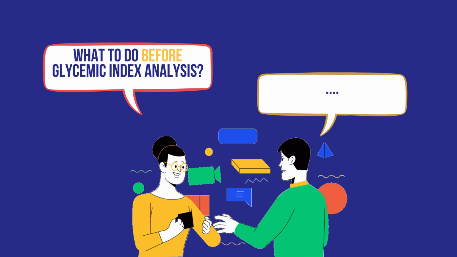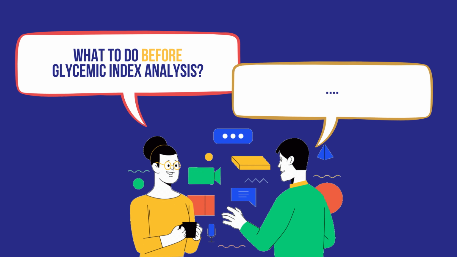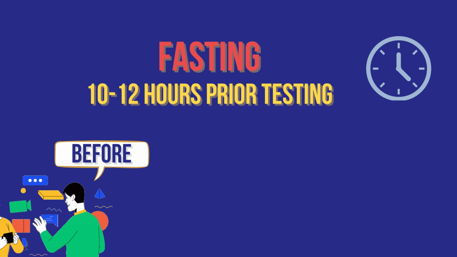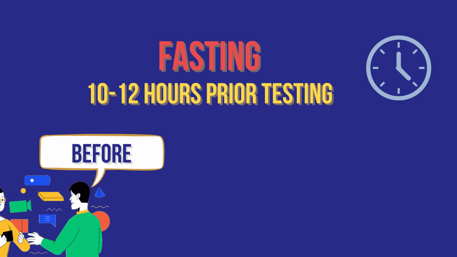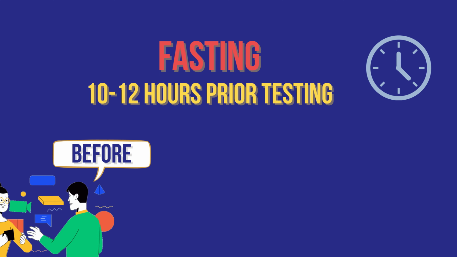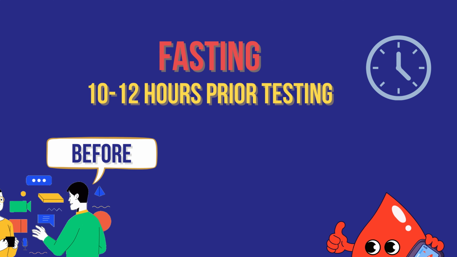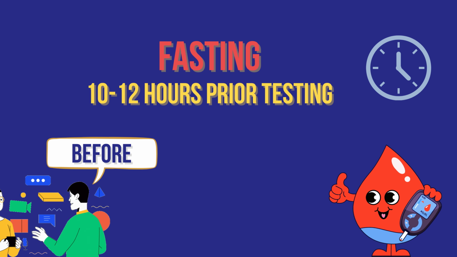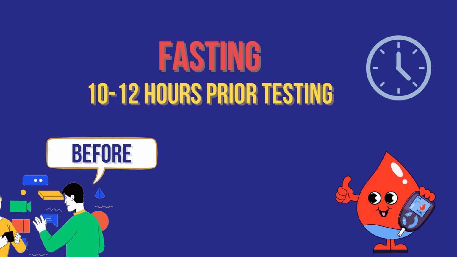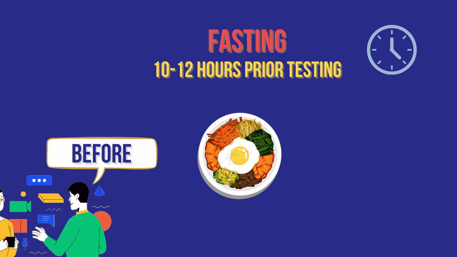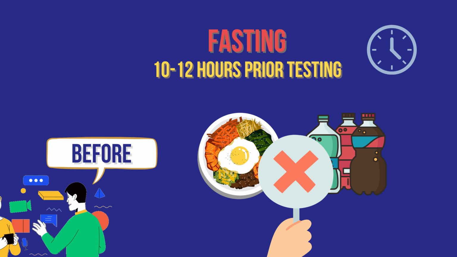As you prepare for your glycemic index analysis, there are vital steps you must take to guarantee the precision of the results. Firstly, it's imperative to fast for a duration of 10 to 12 hours before the test. This fasting period allows your body to stabilize blood sugar levels, providing a baseline for comparison when consuming test foods. During this time, it's crucial to abstain from consuming any food or beverages.